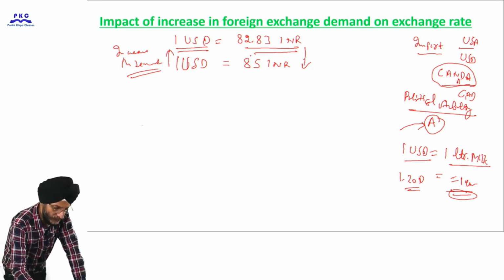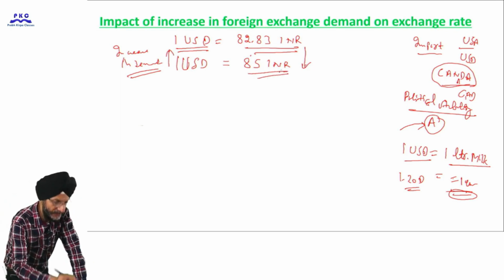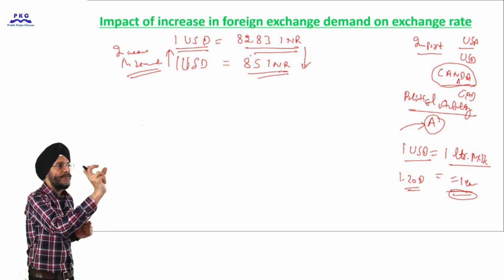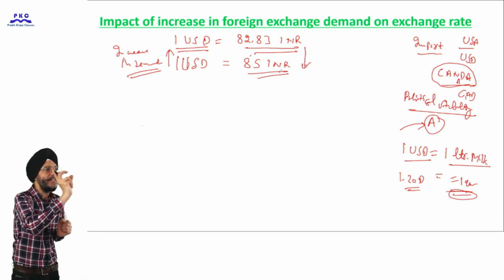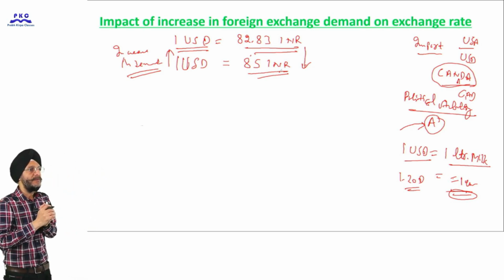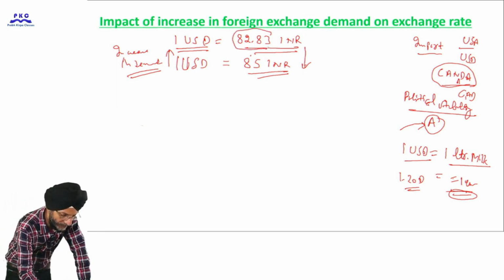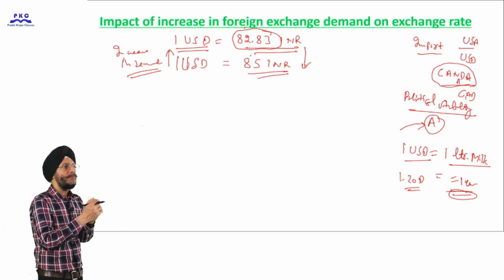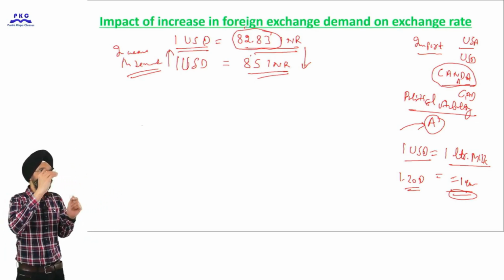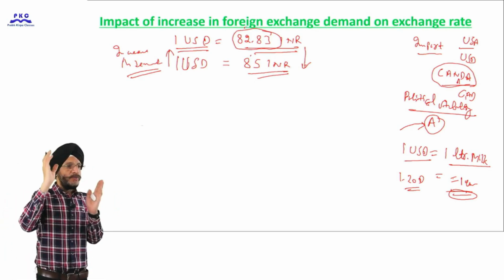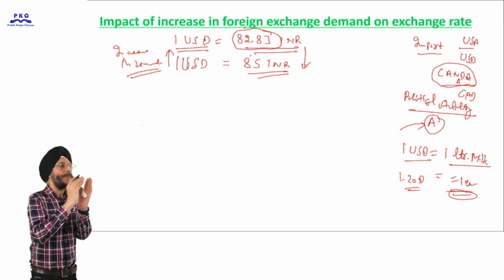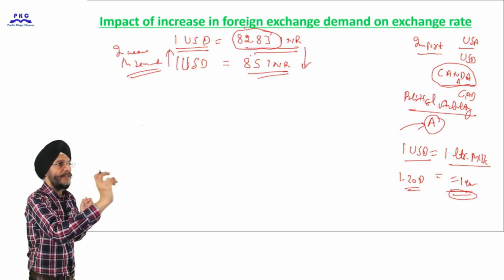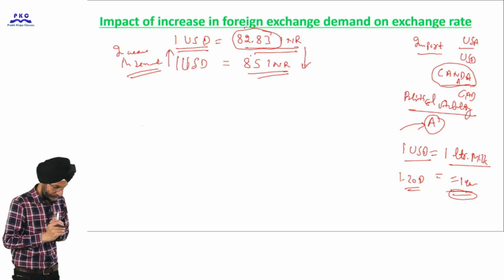We are from India, so the value of domestic currency is decreasing because to get 1 US dollar, we will have to pay 85 Indian rupees, which earlier we used to pay 82.83. On the other hand, the residents of USA will get 85 rupees in return for 1 US dollar.